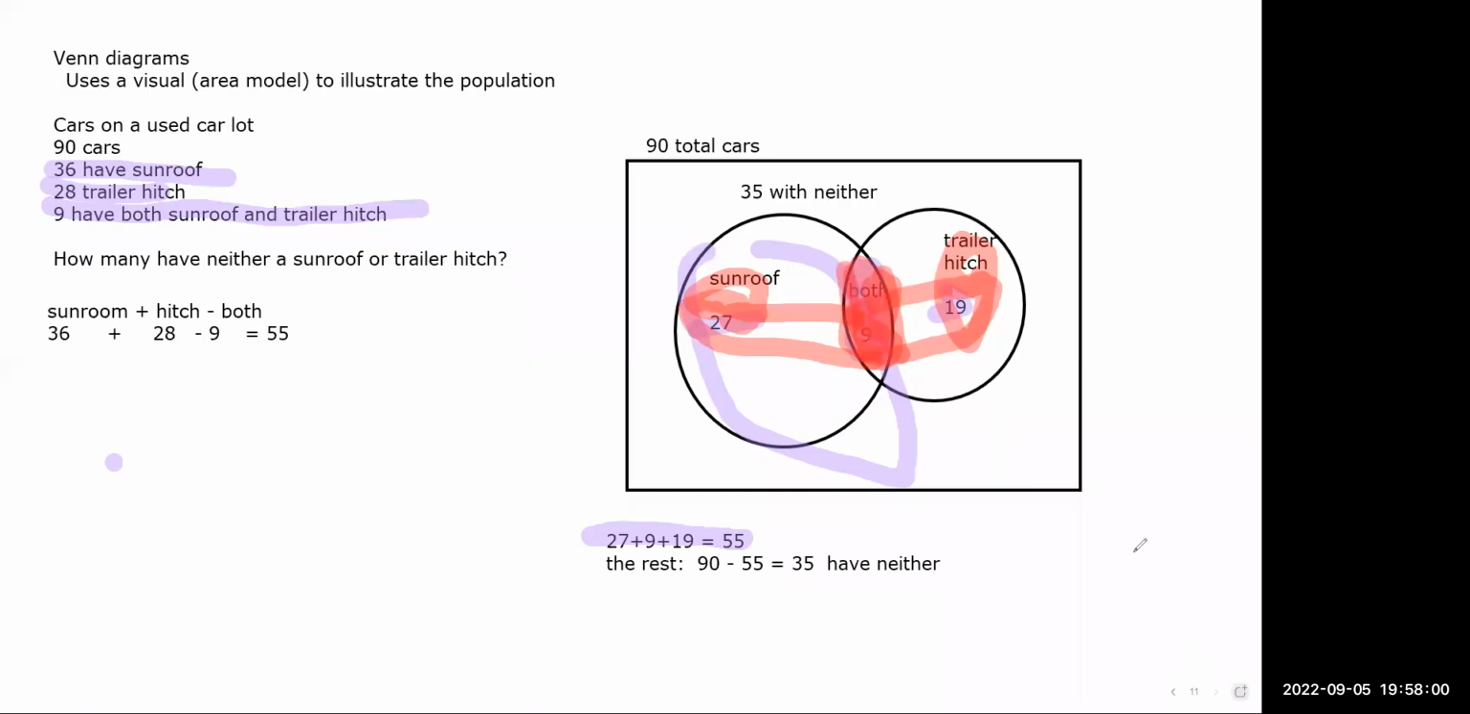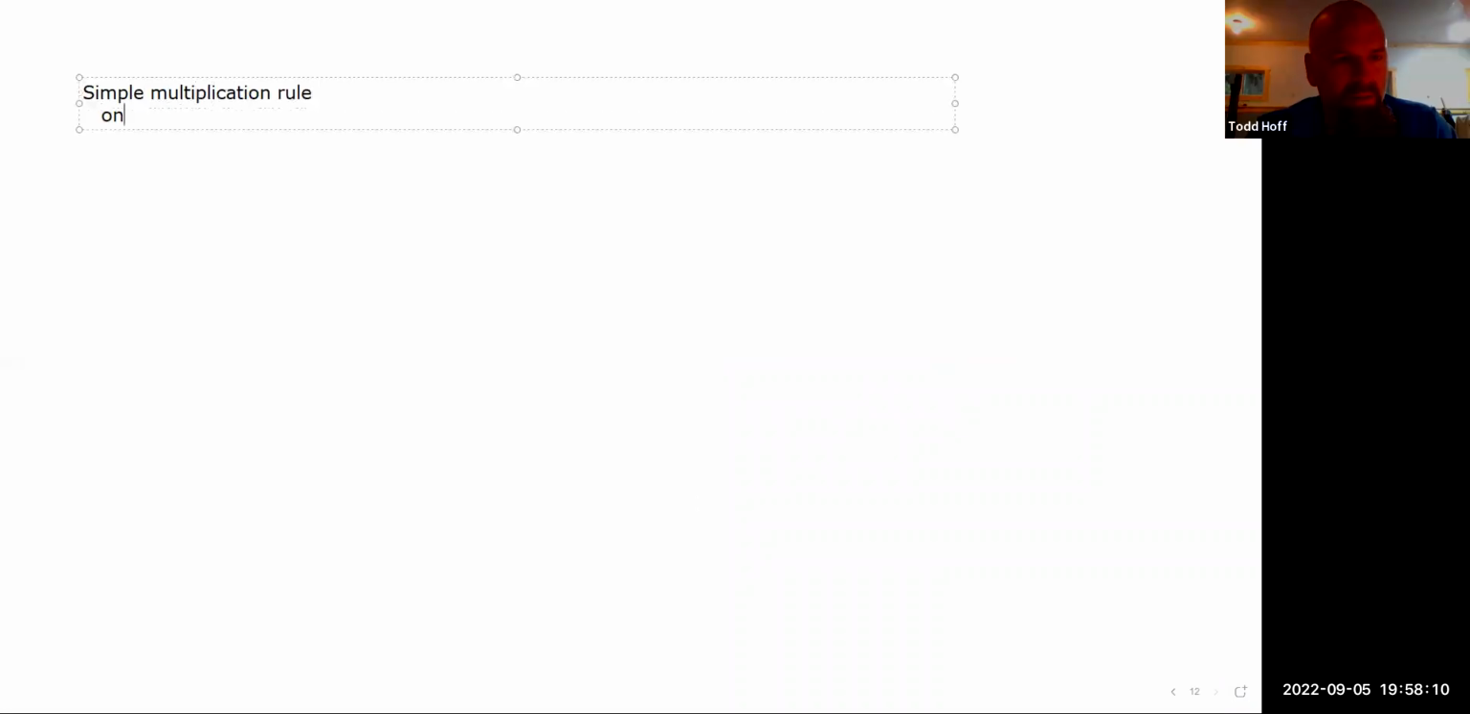I have one question. Sure. Okay, so the simple multiplication rule applies to independent events, but the full multiplication rule applies to what aspect again? So the simple multiplication rule is only for independent events. The full multiplication rule applies to any pair of events. Thank you.